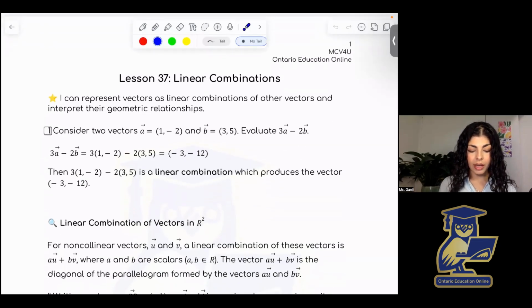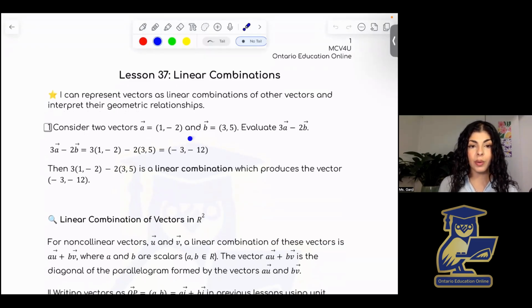So starting with the two vectors A and B. A is given in its component form as 1, -2, and B is given as 3, 5. And we're asked to evaluate 3A minus 2B. And you've already seen how we do this. This is just a scalar multiplication, 3 times vector A, and this is -2 times vector B. And we're really adding the scalar multiple of A plus the scalar multiple of B.